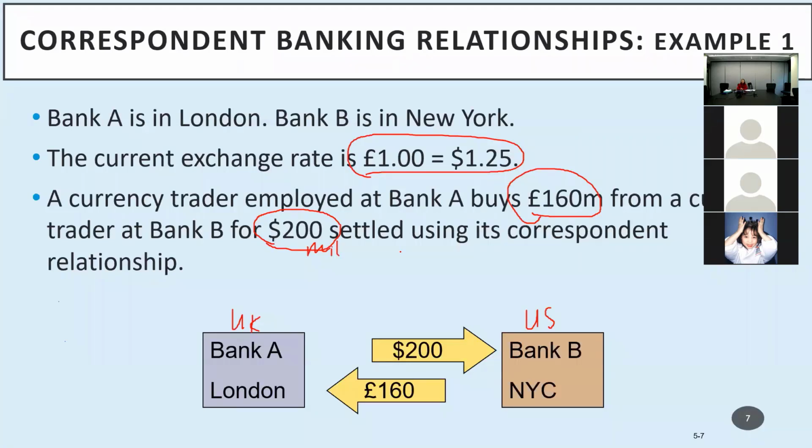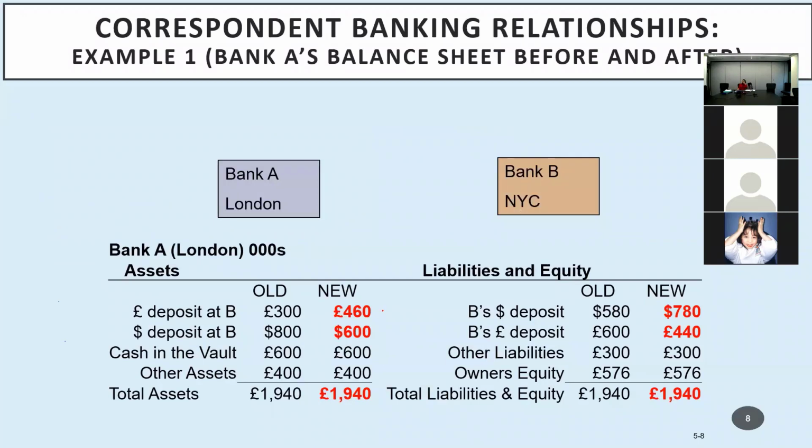Suppose also that we have a trader at Bank A who wants to exchange the USD for the pounds. So Bank A wants to exchange the USD for the pound. They would give Bank B the USD, and in exchange they receive the pounds. So this is how the cash flows go for the two currencies in question. Let's see how this transaction is settled in the book.